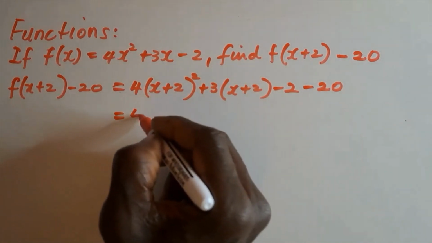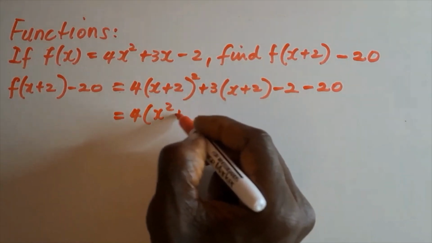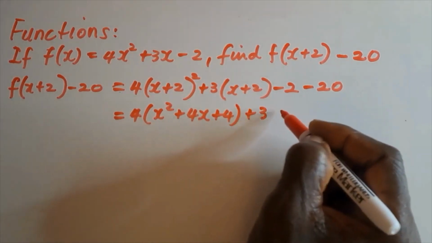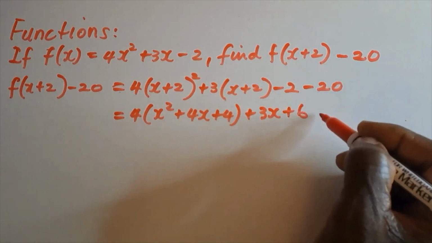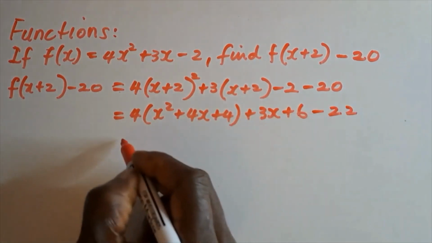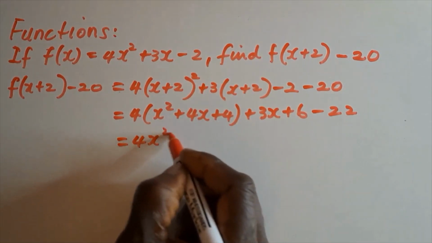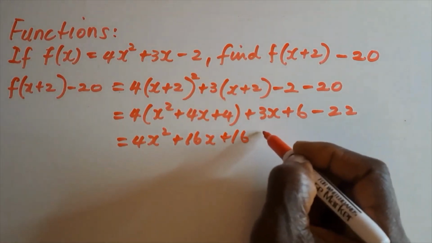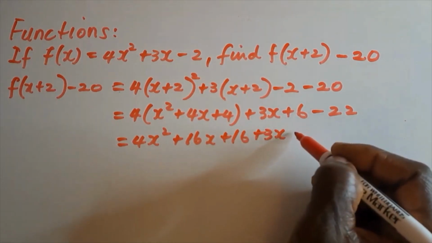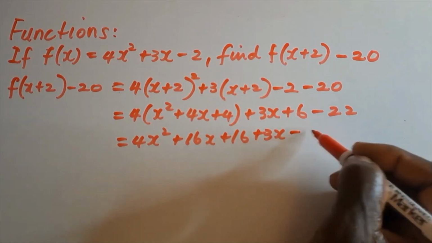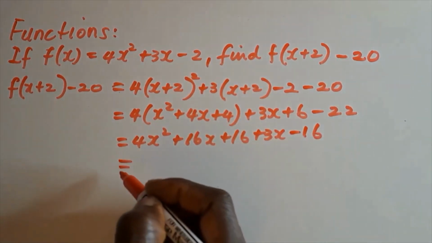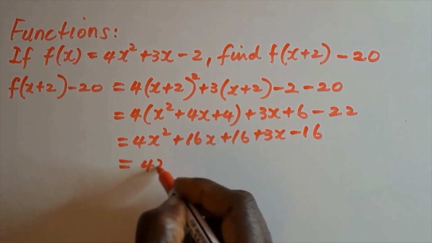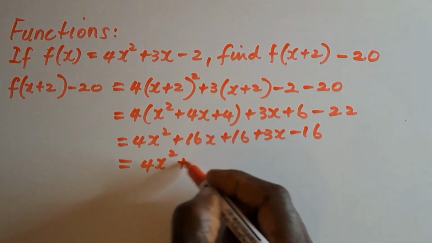So this gives us 4 into x squared add 4x add 4, add 3x add 6, minus 22. That's 4x squared add 16x add 16 add 3x minus 16, which evaluates to 4x squared add 19x.